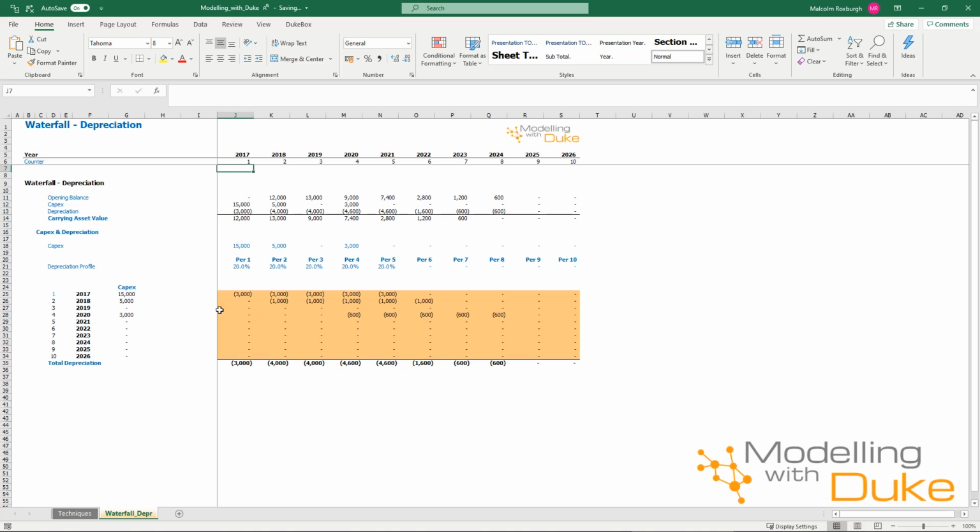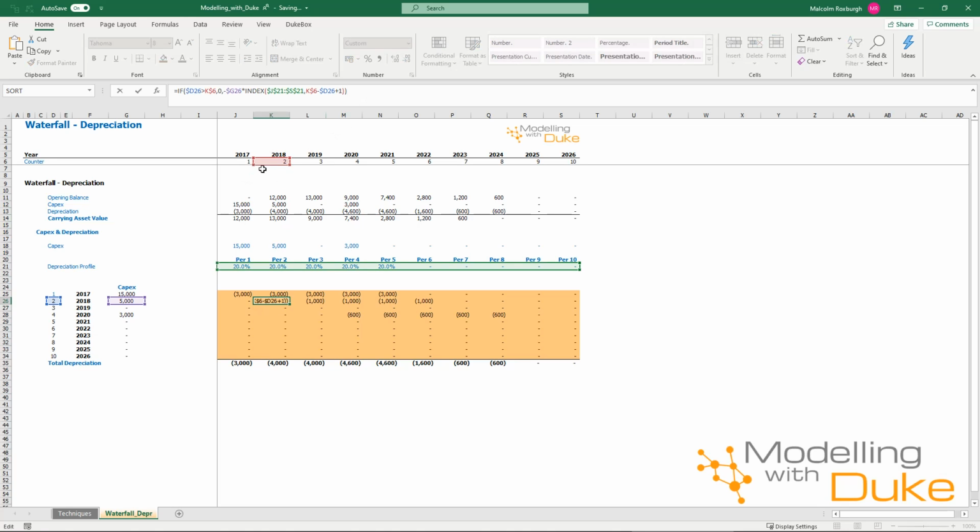So waterfall technique, all about the clear layout, very clear visually if you've got it right, and really good use of not only one counter that we normally have, but an additional counter on the side of the page, comparing the two to let me know how far I am through the life of that capex.